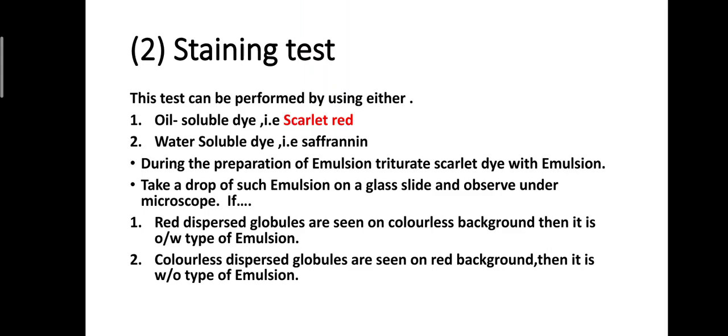Let's see the staining test once again. This test can be performed by using either an oil soluble dye, that is Scarlet red dye, or a water soluble dye, that is safranin. During the preparation of emulsion, triturate Scarlet dye with the emulsion. Take a drop of such emulsion on a glass slide and observe under the microscope. If red dispersed globules are seen on a colorless background, then it is an oil in water type of emulsion. Second, if colorless dispersed globules are seen on a red background, then it is a water in oil type of emulsion. That is the staining test.